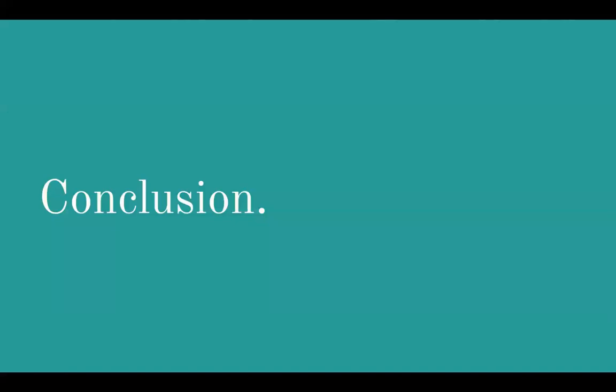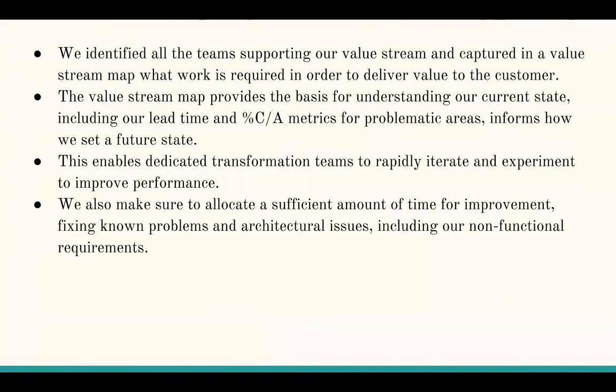So in conclusion, what we talked about this chapter is we identified all the teams supporting our value stream and captured in a value stream map what work is required in order to deliver value to the customer. The value stream map provides the basis for understanding our current state, including our lead time and metrics for problematic areas, and informs how we set a future state of the system. This enables dedicated transformation teams to rapidly iterate and experiment to improve their performance.